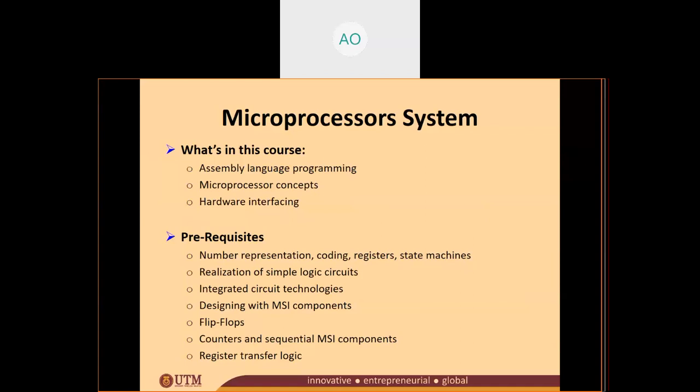Okay, before you take this microprocessor class, the prerequisite subject that you need to have is digital electronics, which is SKEE 1223. Inside that digital electronics you already learn about number representation, coding, registers, state machines, how to do logic circuits, integrated circuits technology, and designing MSI components, flip-flops, and all these things. You need to know all this, because we are going to use it, especially the number representation, in this class.